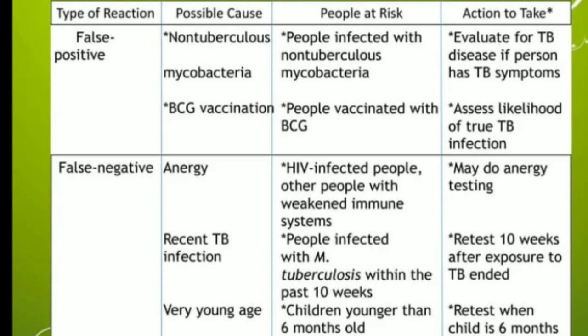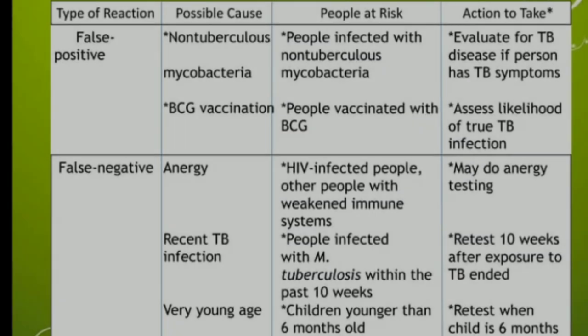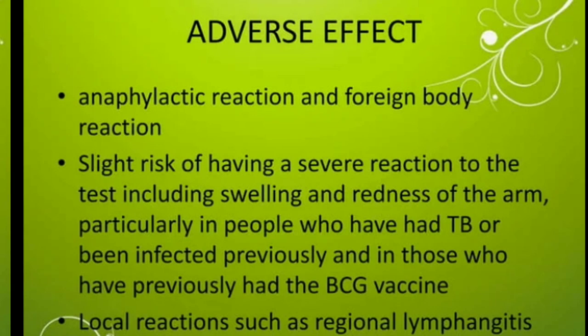False negative reaction. Some people have a negative reaction to the tuberculin skin test even though they have TB infection. This is called a false negative reaction. Types of reaction. False positive: non-tuberculous mycobacteria, BCG. False negative: injury, anergy, recent TB infection.